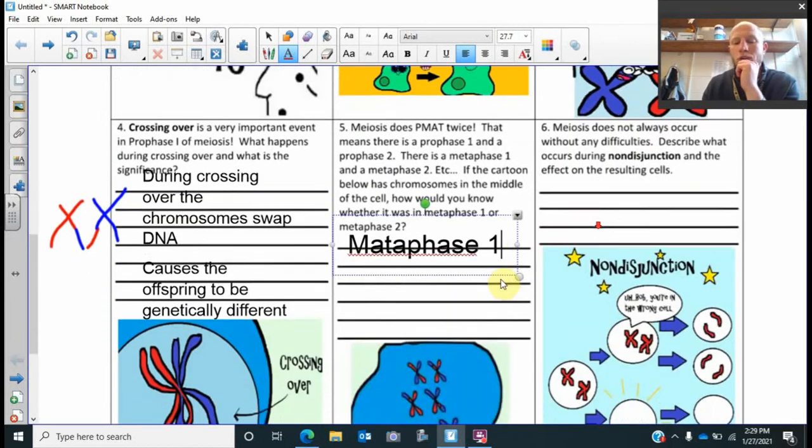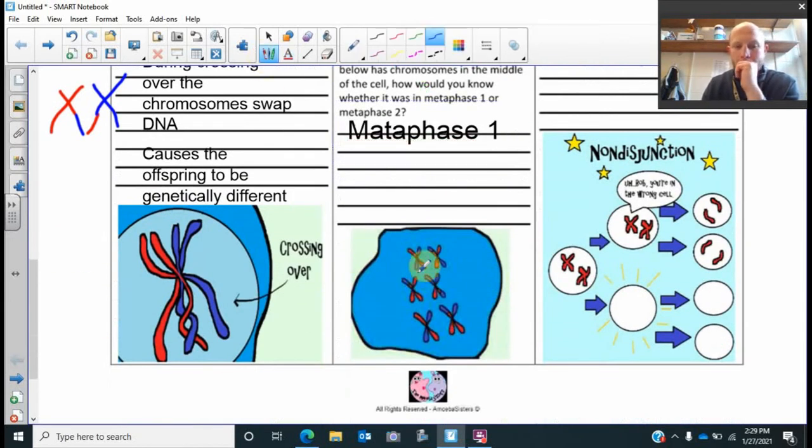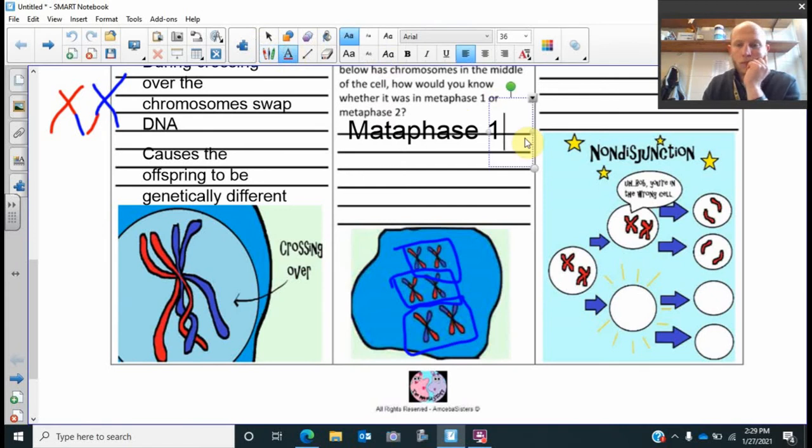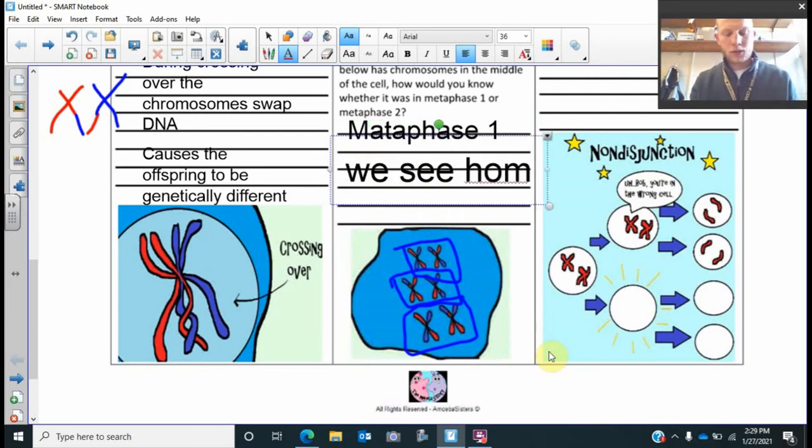We have homologous chromosomes. Okay? So again, these guys pair up, right? And we can see this is red right here. This is red. This is blue. This is blue. This is red. So these guys have already done their crossing over within the homologous chromosomes. And so since there are homologous chromosomes, this must be metaphase 1. So it's in the first part of meiosis. How do we know this? We see homologous pairs.